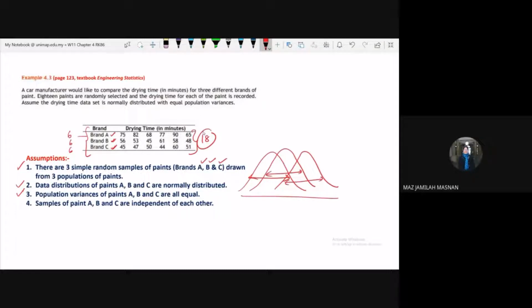Then only can ANOVA be performed. And the fourth one is that there will be no effect of each paint on the others.